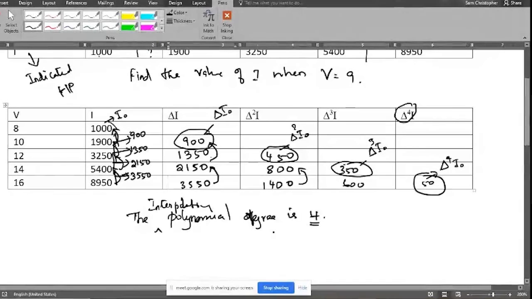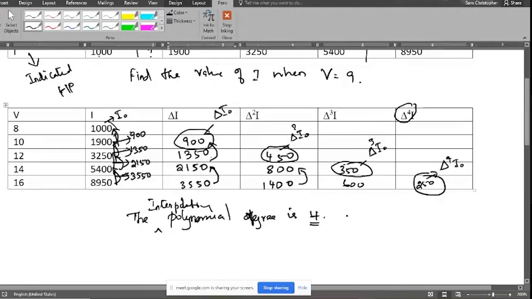Sir, del 4 I naught is 250, right sir? Del 4 I naught, yes, it's 250. I wrote 250, you forgot. Okay. Yes, it's 250. Thank you. Yeah, you're right. 250. So the interpolating polynomial degree is 4.